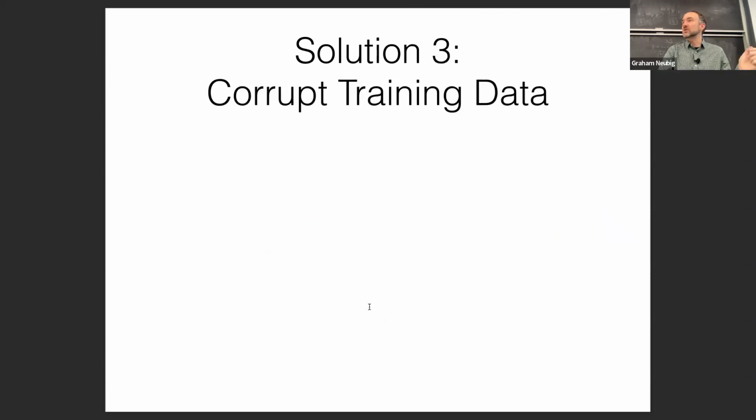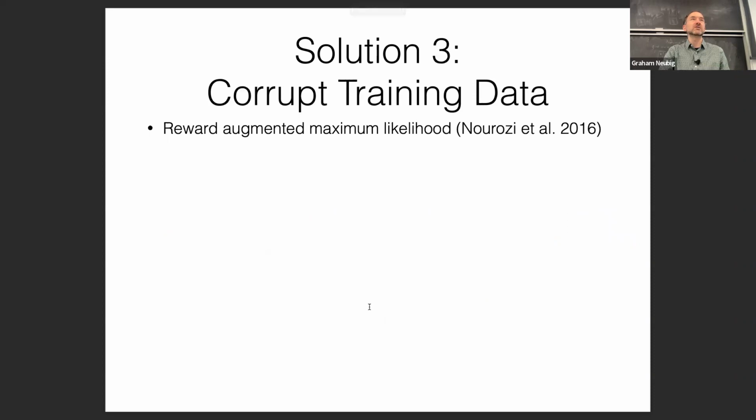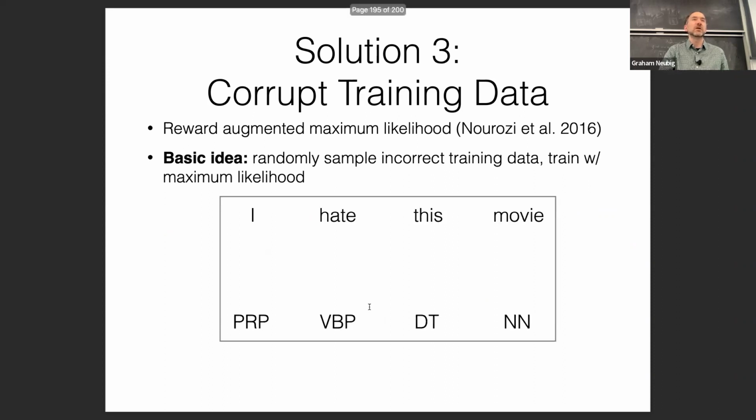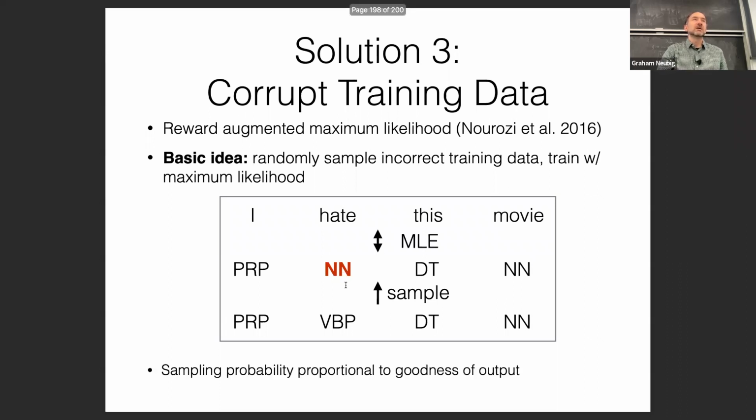Another thing you can do is just corrupt the training data. I was very surprised that this works as well as it does. It's a method called reward augmented maximum likelihood. Basically, you randomly sample incorrect training data and then train with maximum likelihood. You randomly corrupt some of the sample outputs and train on them. The sampling probability for the outputs is proportional to the goodness of the outputs. So you're more likely to sample perfect outputs than slightly imperfect ones, and more likely to sample somewhat imperfect outputs than very imperfect ones.